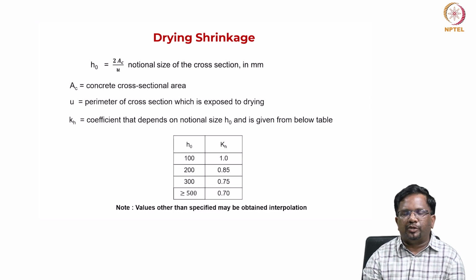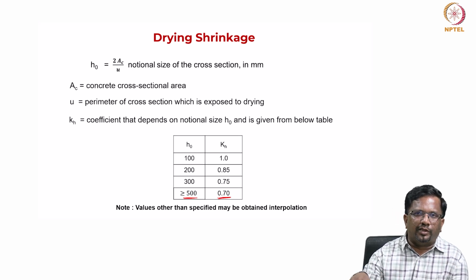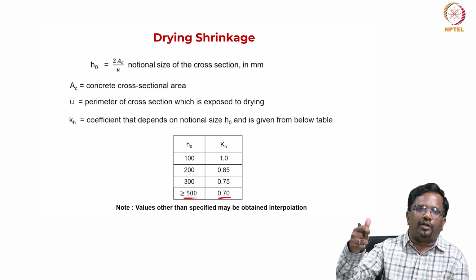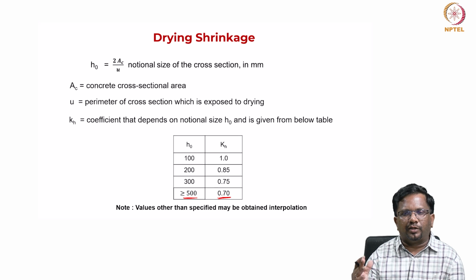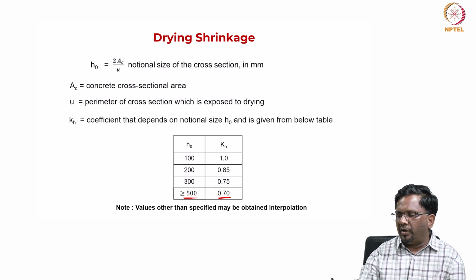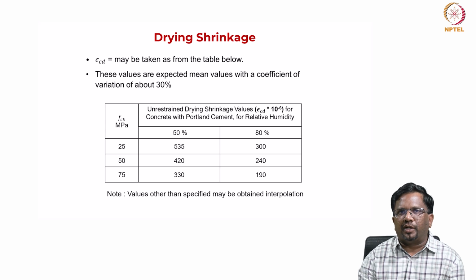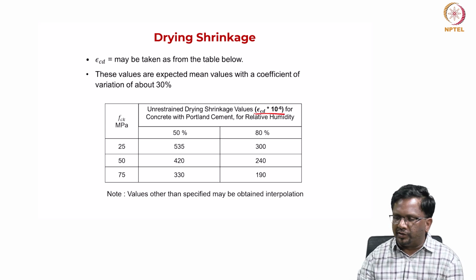kh is a coefficient that depends upon the notional size H0, and you can see here, higher the H0, lesser will be your kh value, or lower the H0, higher will be kh, means higher will be the shrinkage strain, right. So, if you have larger surface area, more will be the shrinkage and creep. But larger surface area means lower H0, that is what it is, right. So, you can do the interpolations. And then for the drying shrinkage value, the code is also giving you what should be the final value that we need to consider in our design.